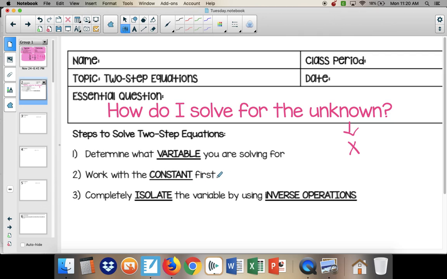Work with the constant, which is the number that you are adding or subtracting. Then you're going to isolate the variable by doing inverse operations, which in this case is going to be the multiplying or dividing piece. Once you have all this written down, we're going to go through the next. If you need to pause, go ahead. Otherwise, I'm going to move on.